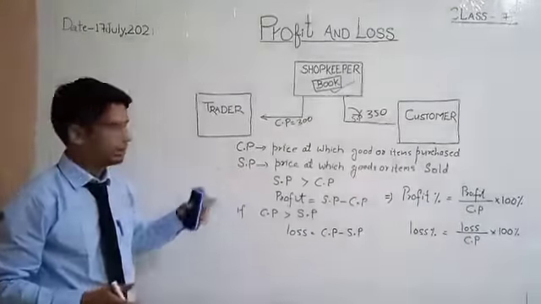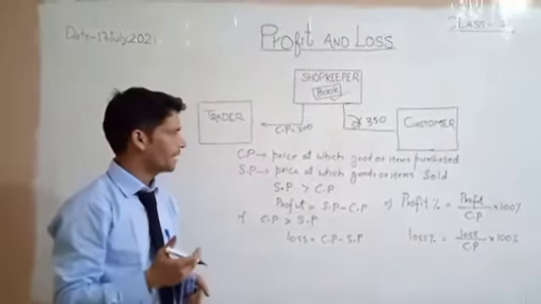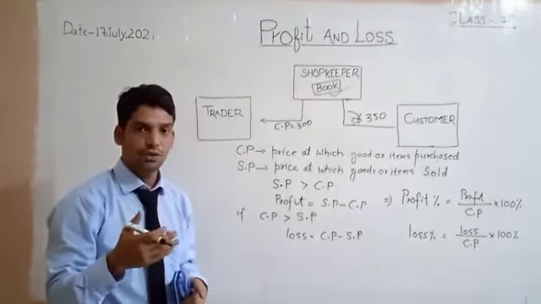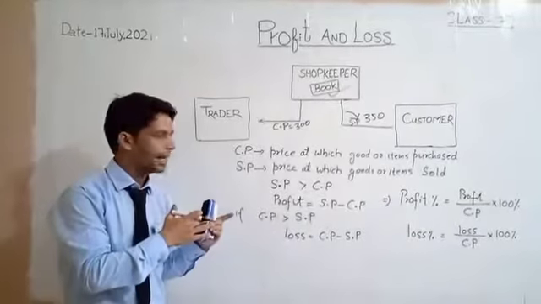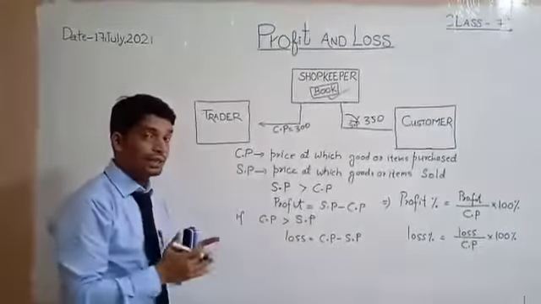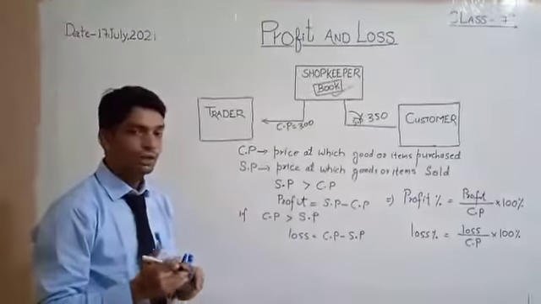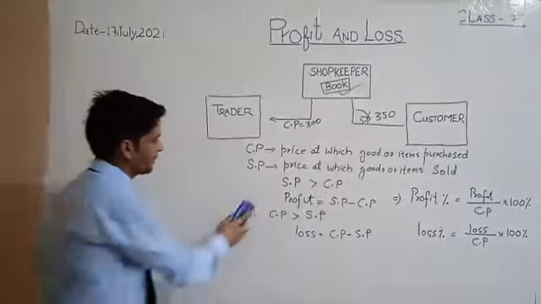These are the terms. Cost price is the price at which you purchase something. Selling price is the price at which you sell something. If your selling price is greater than cost price, that is your profit. If your cost price is greater than selling price, that's your loss. Let's take a simple example.